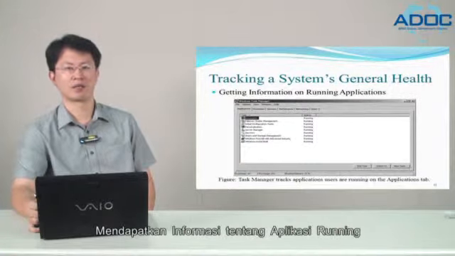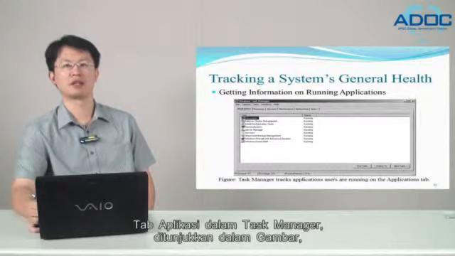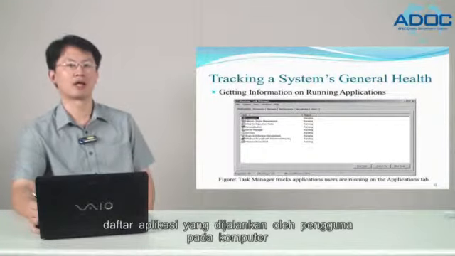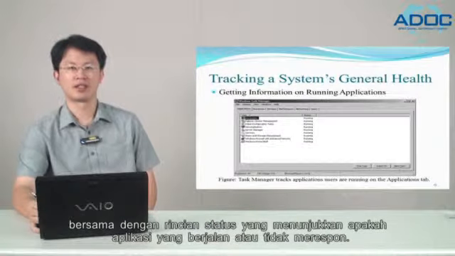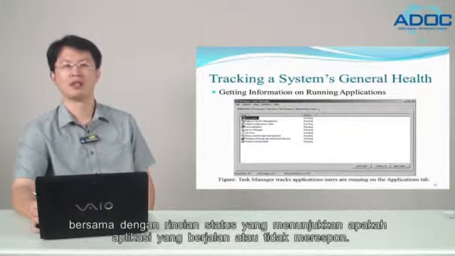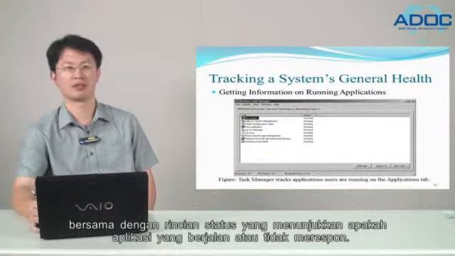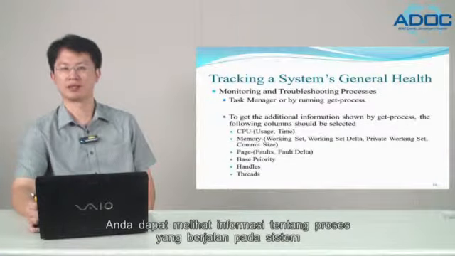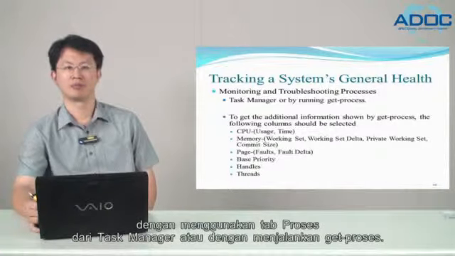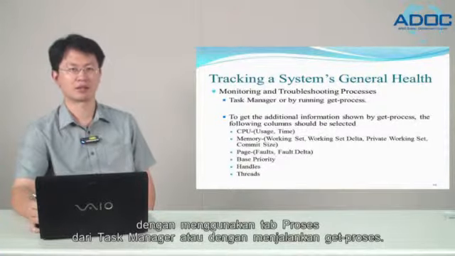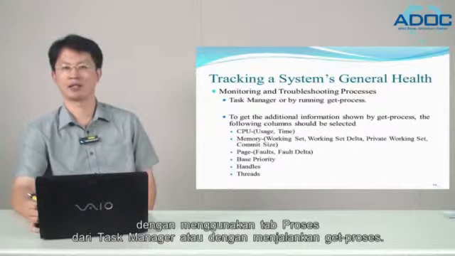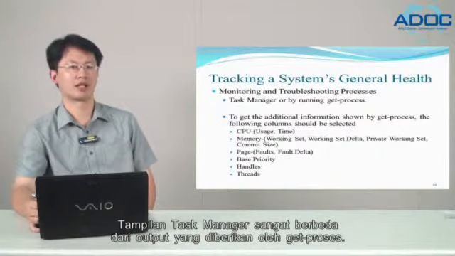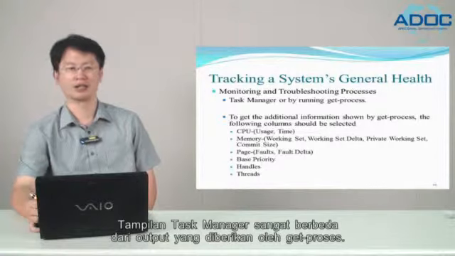And getting information on running applications. The Applications tab in Task Manager, shown in the figure, lists the applications being run by users on the computer along with status details that show whether the applications are running or not responding. You can view information about processes running on a system by using the Processes tab of Task Manager or by running Get-Process. The Task Manager display differs greatly from the output provided by Get-Process.